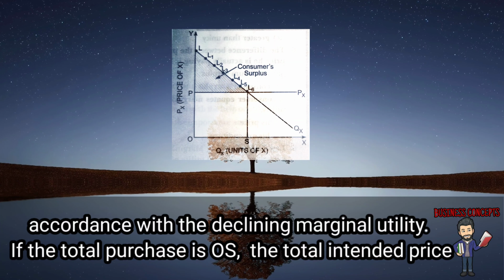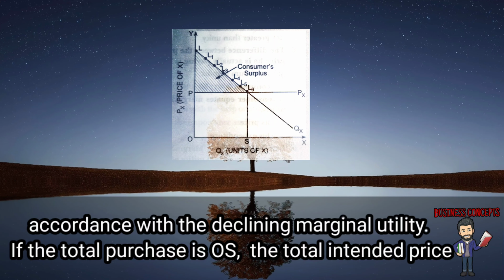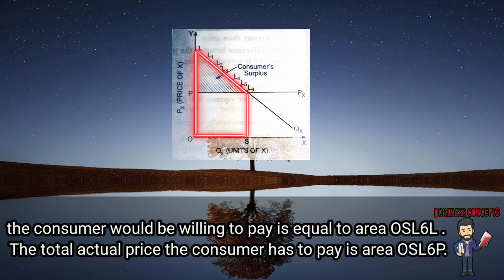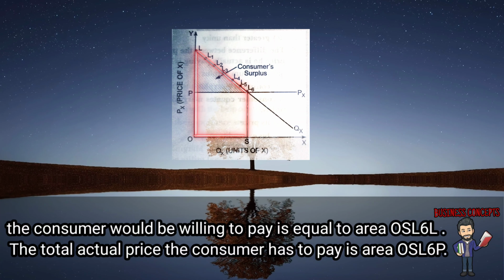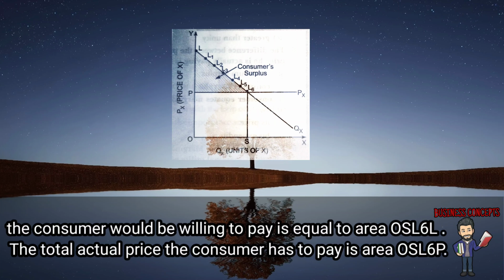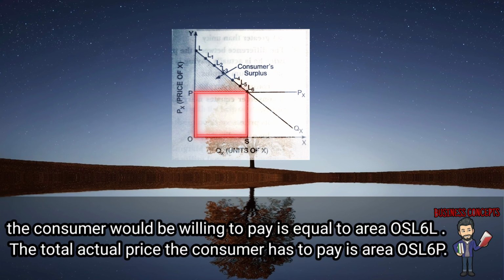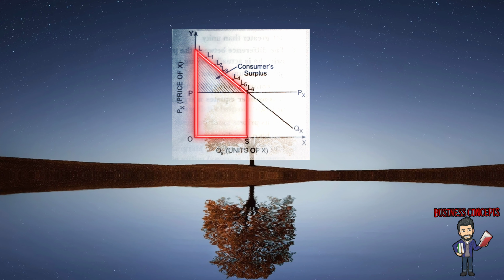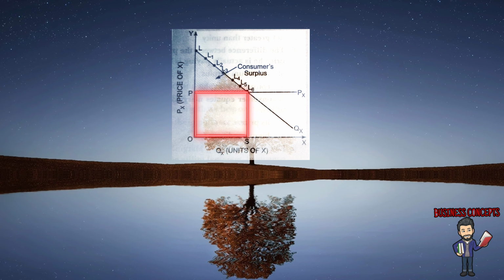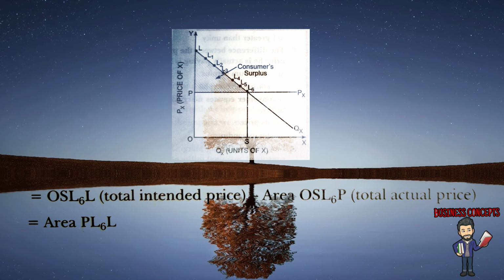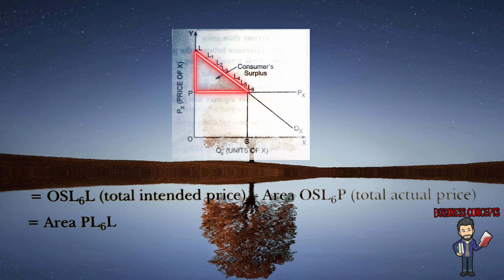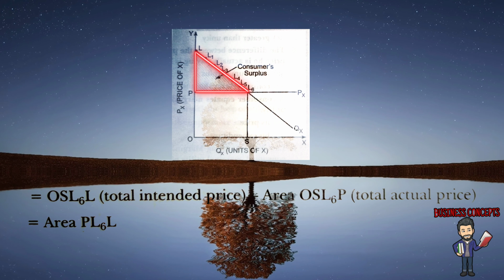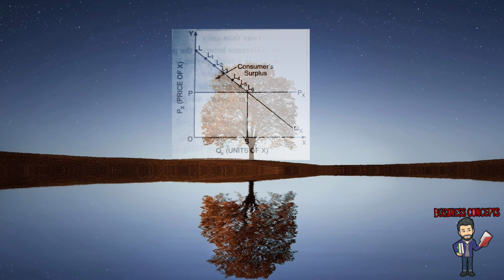If the total purchase is OS, the total intended price the consumer would be willing to pay is equal to area OSL6L. The total actual price the consumer has to pay is area OSL6P. Area OSL6L minus area OSL6P, or the difference between total intended price and total actual price, gives us area PL6L, and this is the consumer's surplus.